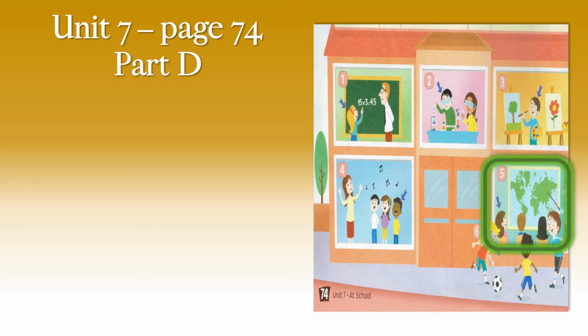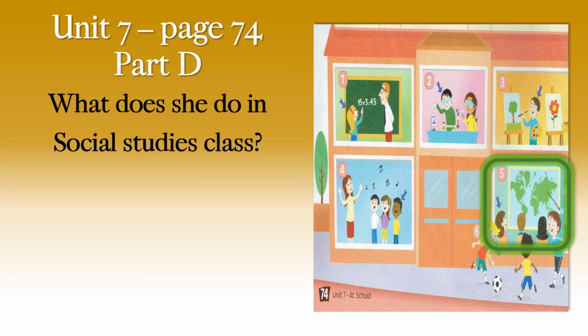Number 5. Ooh. So our question, what does she do in, what's this lesson? What is this subject? Social studies class. Yes, social studies. So it's a girl. She. What is she doing? Reads. Yes, reads. And what is that big thing on the wall that shows the world? A map. So in social studies, they have many maps. So we add S to map. She reads maps.